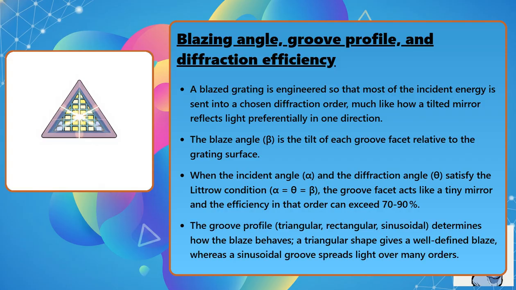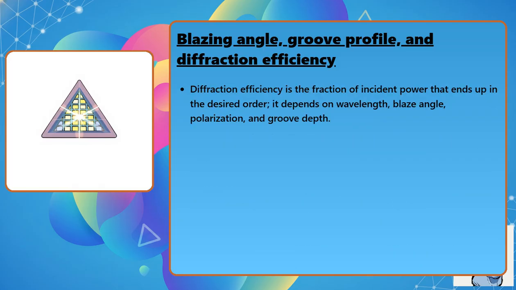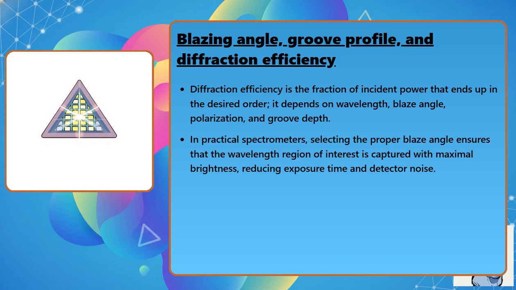The groove profile, triangular, rectangular, sinusoidal, determines how the blaze behaves. A triangular shape gives a well-defined blaze, whereas a sinusoidal groove spreads light over many orders. Diffraction efficiency is the fraction of incident power that ends up in the desired order. It depends on wavelength, blaze angle, polarization, and groove depth. In practical spectrometers, selecting the proper blaze angle ensures that the wavelength region of interest is captured with maximal brightness, reducing exposure time and detector noise.